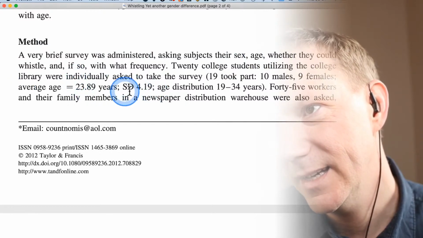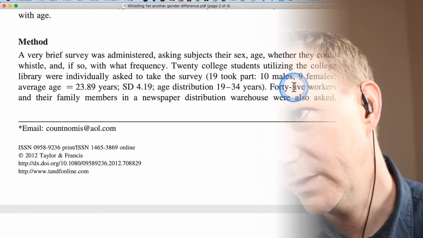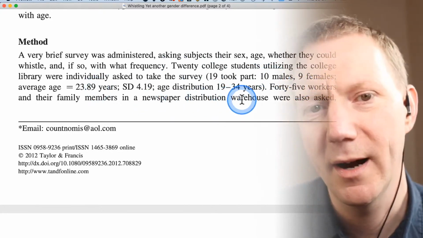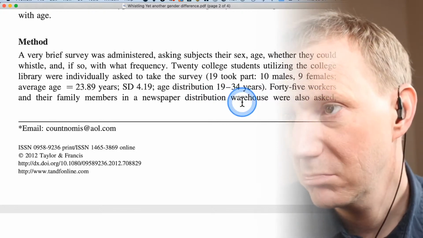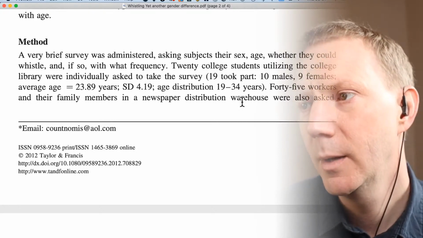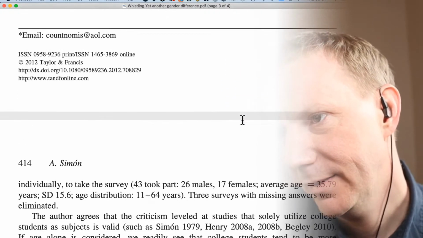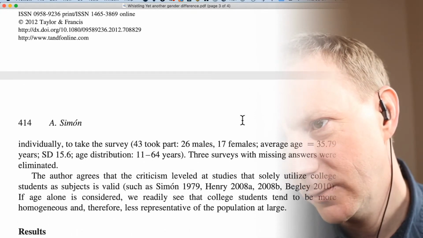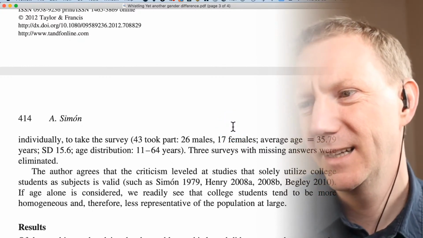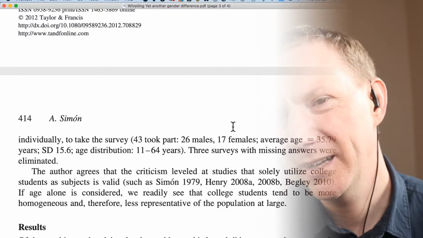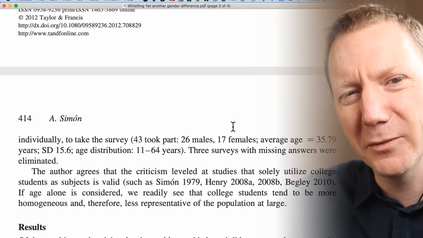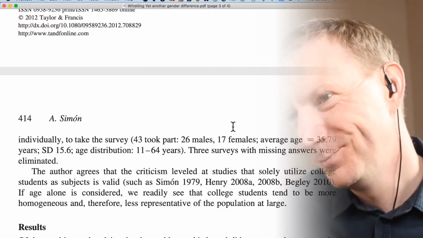And then he has another 45 people from this newspaper distribution warehouse where we administer. So that's not a very large sample, but it's decent. And I think he even goes so far at one point to note that this sampling is better than using the standard psychology student because it's more representative of the general population, I think.